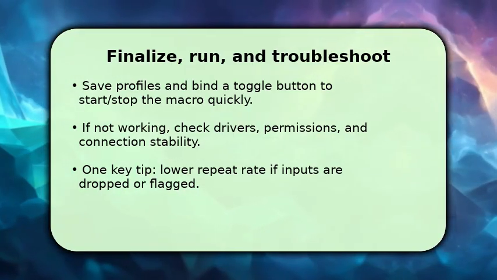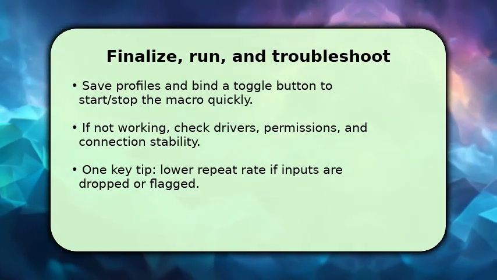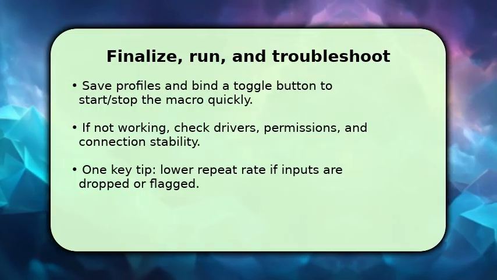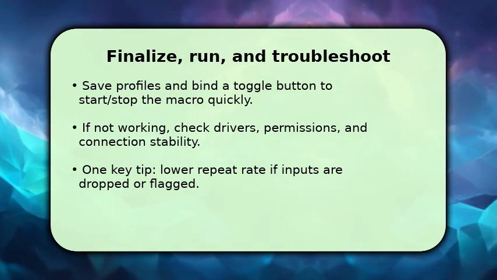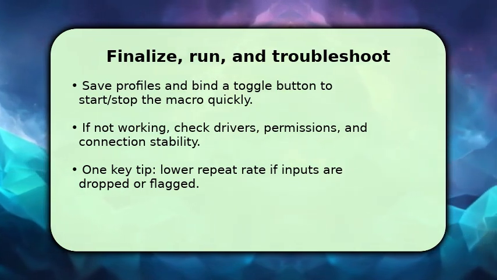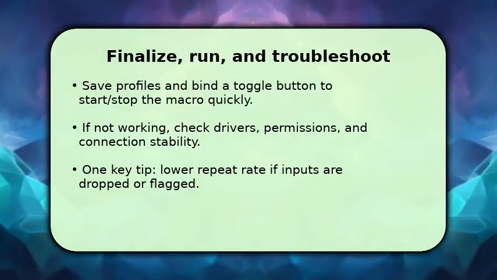If inputs are dropped or flagged, reduce the repeat rate. This balances reliability with speed. Finally, keep a backup profile and turn off macros in multiplayer or competitive environments to avoid bans. That single troubleshooting tip fixes most issues.